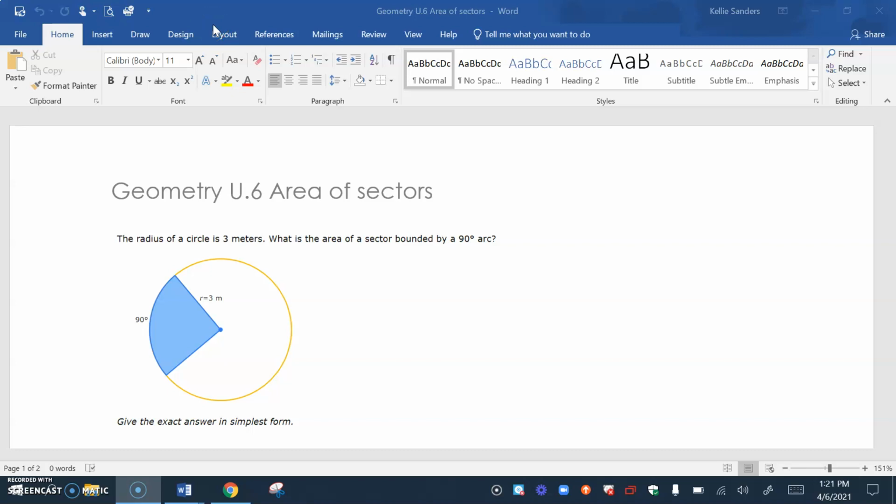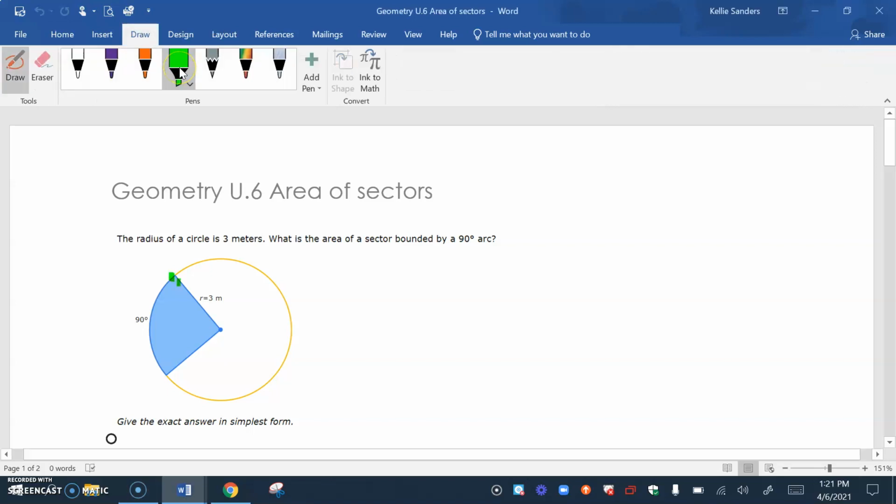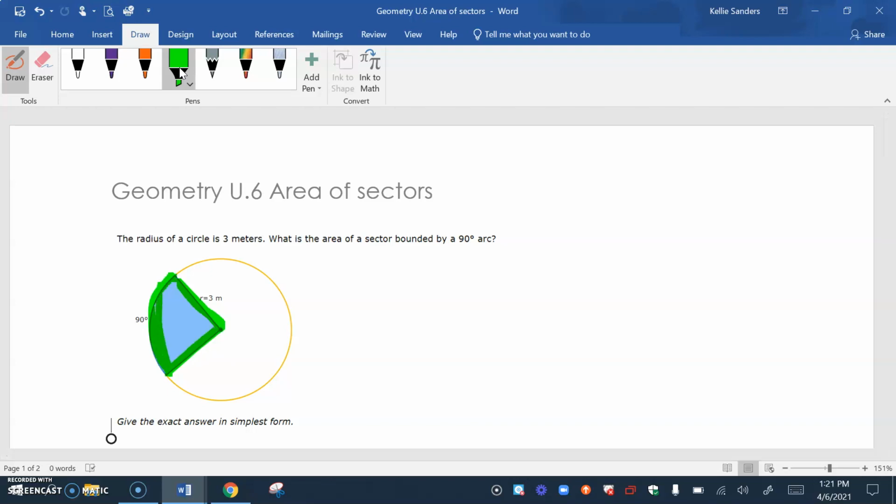Okay, just like in U3, where we were finding the length of sectors or length of arcs, now we're going to find the area of sectors. Now remember, a sector is covered: you have an arc, a central arc, and you have it covered in shade. What that is showing you is area.